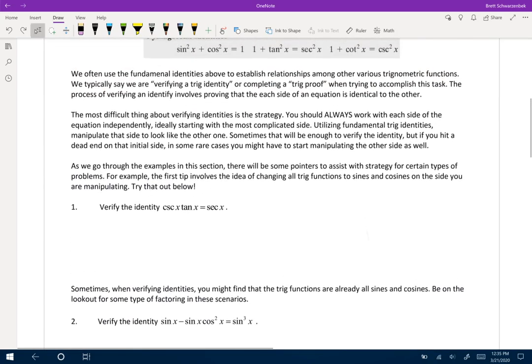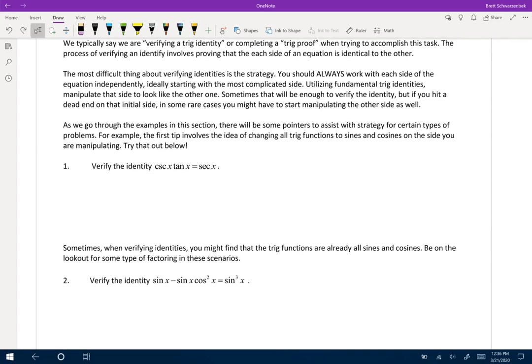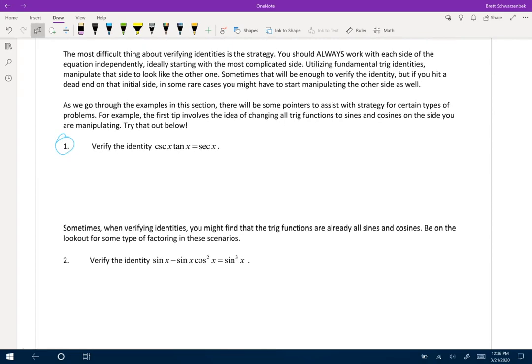So there are strategies involved with this for sure, but the couple things that are very important when it comes to this. You do not want to work on both sides at the same time. So just looking at number 1, you can see that we have cosecant x times tangent x equals secant x. So what we do is we choose the side that is usually more complicated or more involved, and we start there and then work all the way until we get to the other side.